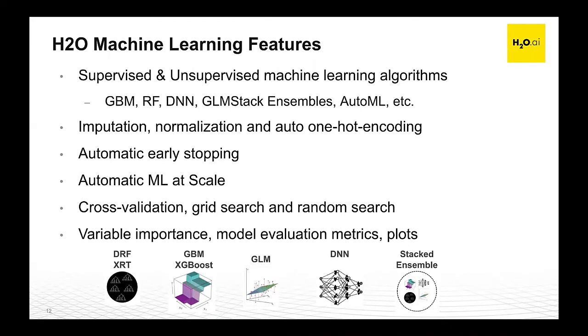There is early stopping available. So for instance, if your model's performance isn't improving, you can early stop your training process. This saves a lot of time and memory also. Again, cross-validation and grid search are available in H2O, and you also have a lot of metrics, which we are going to see very soon.